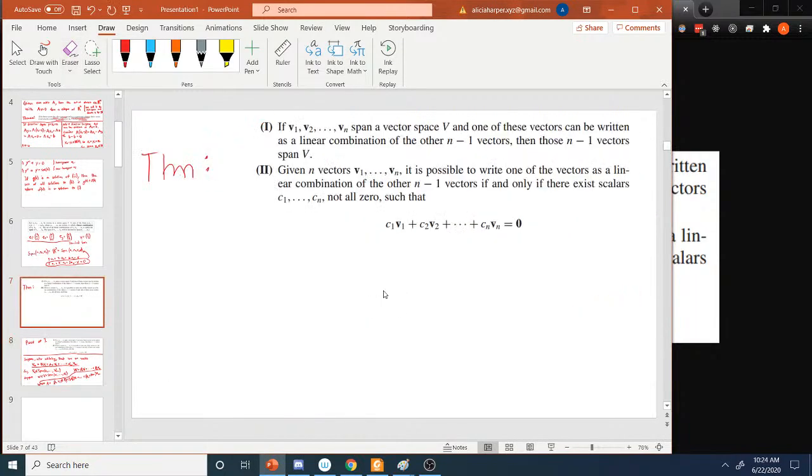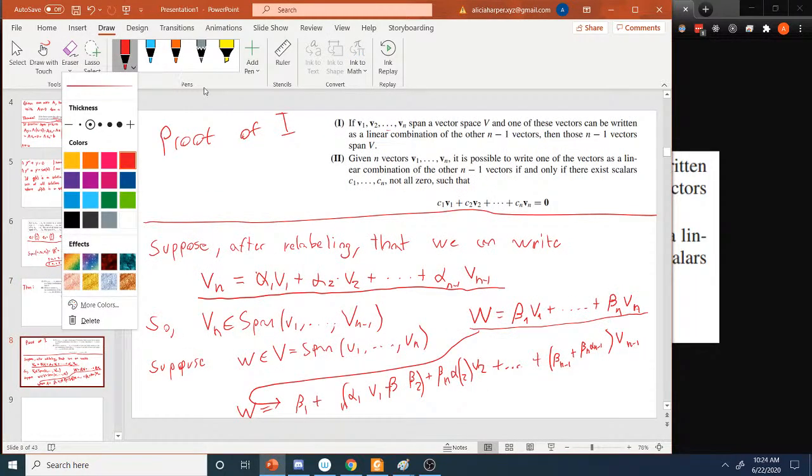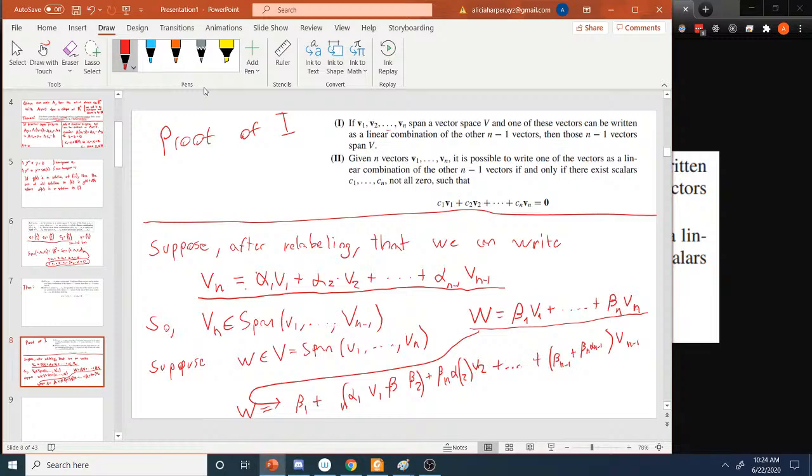Okay, so what I've done here is I've combined this relation with this relation to re-express my arbitrary vector W in terms of the vectors V1, V2, through Vn minus 1. This shows that W is actually an element of the span of V1 through Vn minus 1. And because I did this for an arbitrary vector W, this shows that the first n minus 1 vectors of this list actually already span V. So that completes the proof of 1.